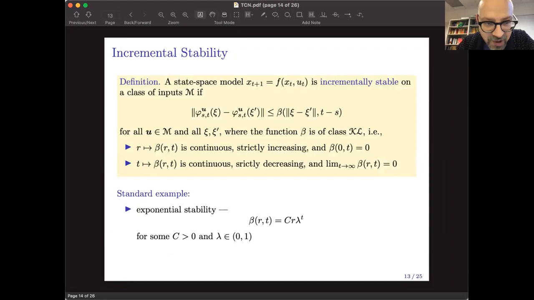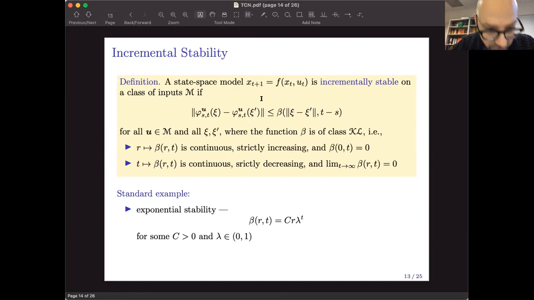It turns out that one sufficient condition is something called incremental stability. This is an analog of transient and steady state responses for nonlinear systems. We have a state space model. We don't look at the output because stability is only with respect to the state trajectory. We say the system is incrementally stable, on a given class of inputs, if the following holds. If I give you an input from that class and two different initial conditions, with these systems running in parallel, fed by the same input, then the distance between their states, the flows, is bounded by a function that increases with the distance between the initial conditions. If the initial conditions are the same, the function should be zero, obviously. And this function decreases as you make the time longer.